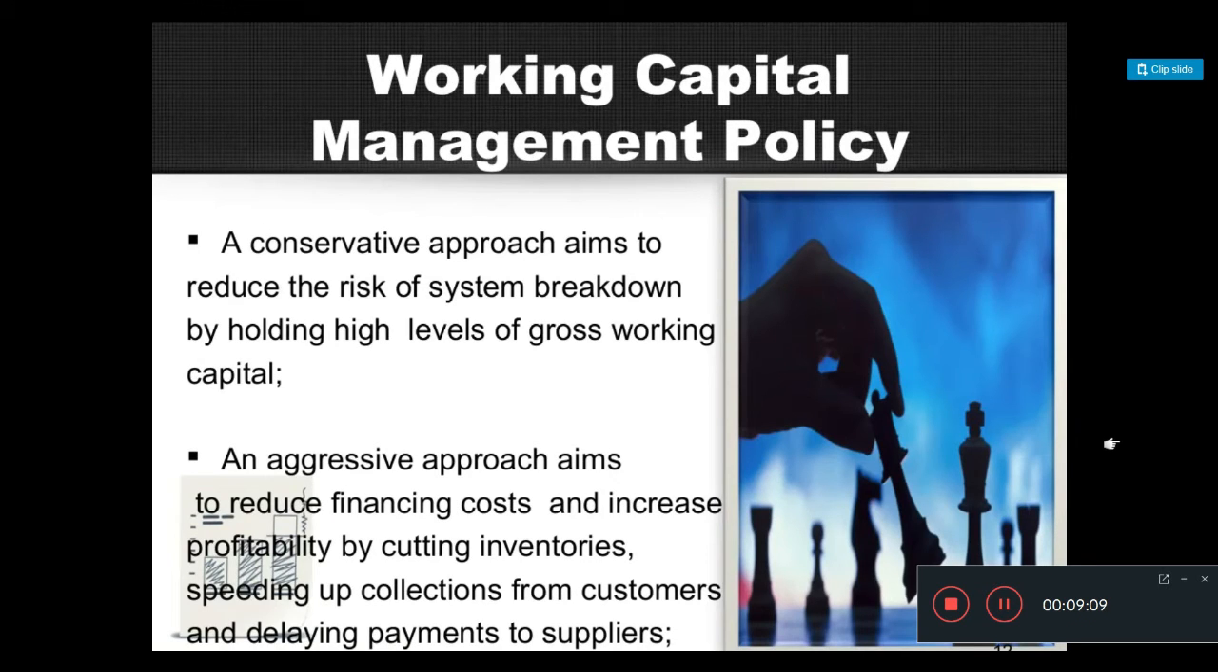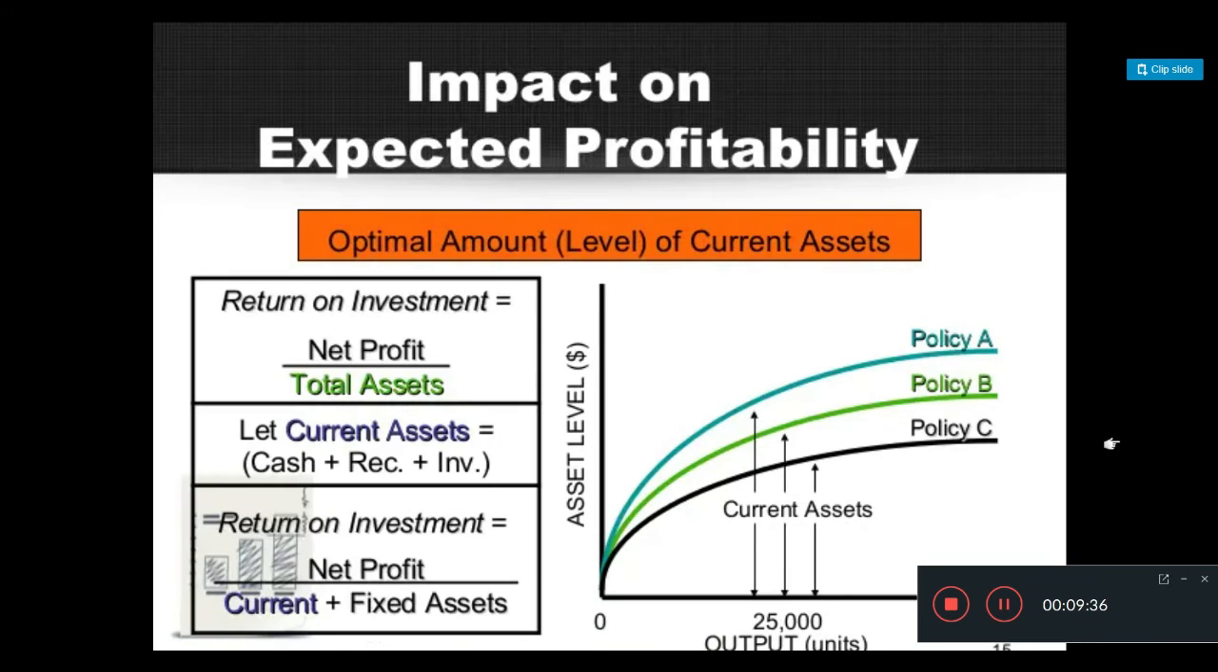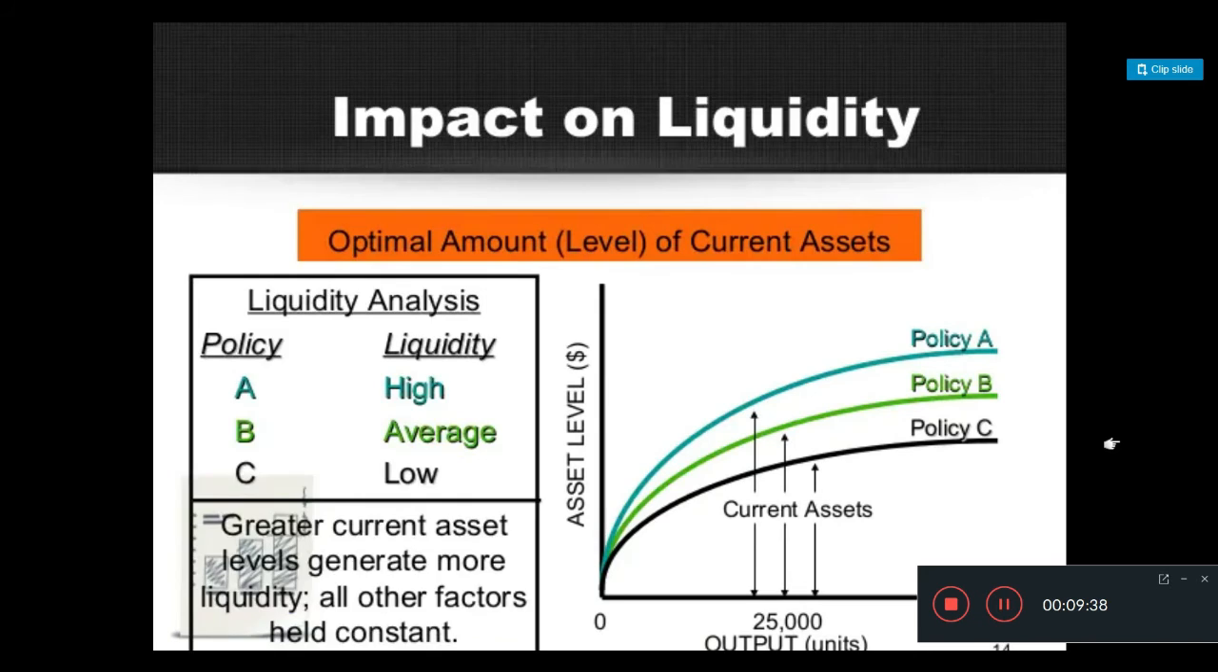Working capital management policy. A conservative approach aims to reduce the risks of system breakdown by holding high levels of gross working capital. An aggressive approach aims to reduce financial cost and increase profitability by cutting inventories, speeding up collection from customers, and delaying payments to suppliers. So let's understand how the working capital management policy depends on liquidity, profitability, and risk.